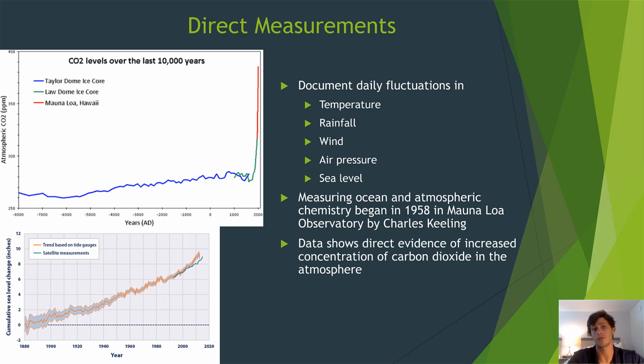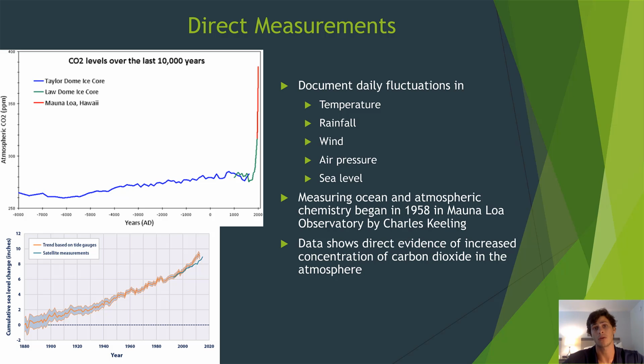Now, we started measuring ocean and atmospheric chemistry through direct measurements around 1958 at the Mauna Loa Observatory, and data from the Mauna Loa Observatory shows direct evidence of increased concentrations of carbon dioxide in the atmosphere, as well as increases in temperature and increases in sea level rise. So even in the 60 or 70 years that we have direct measurements, we are seeing pronounced increases in atmospheric CO2 as well as notable increases in different climate variables.